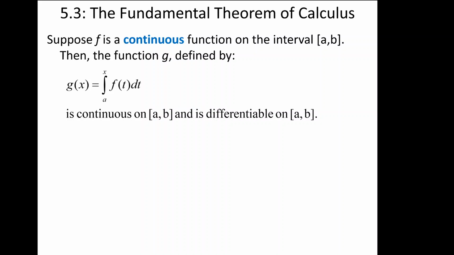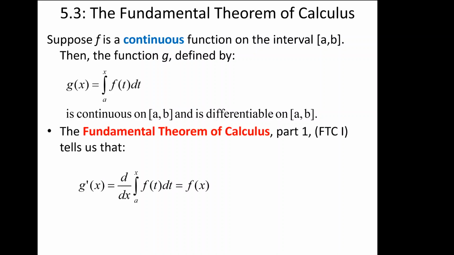Okay, and this new function that we're creating this way, g of x, is also going to be continuous between a and b, and it'll be differentiable between a and b. Now, what the fundamental theorem of calculus says, so part 1 of the fundamental theorem, and I'm going to denote that FTC1, is that the derivative of g is equal to f of x. So if we're taking the derivative of the antiderivative of f of t evaluated from a to x, what we'll get is f of x.